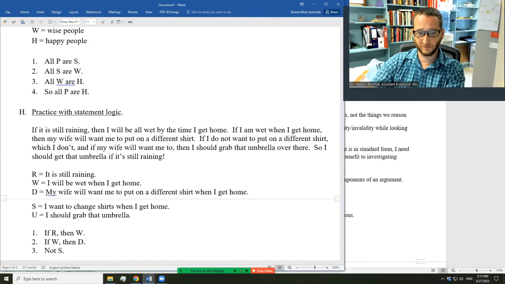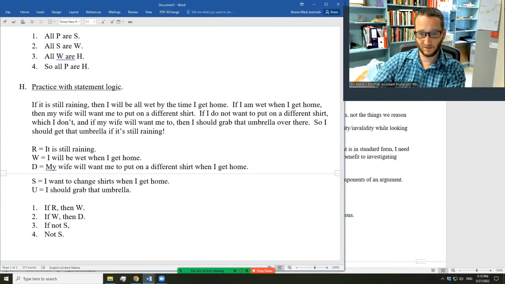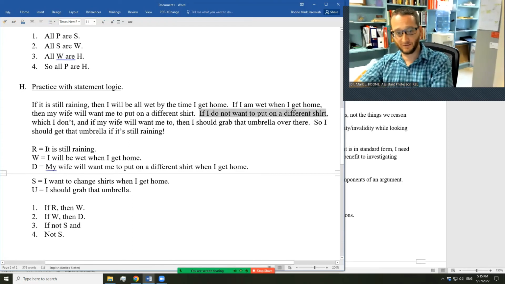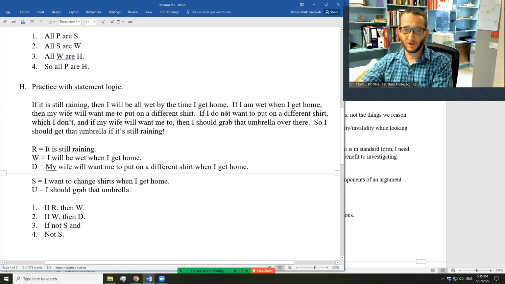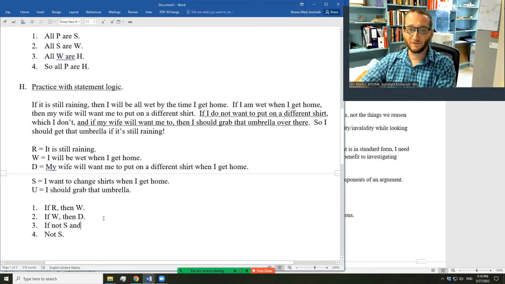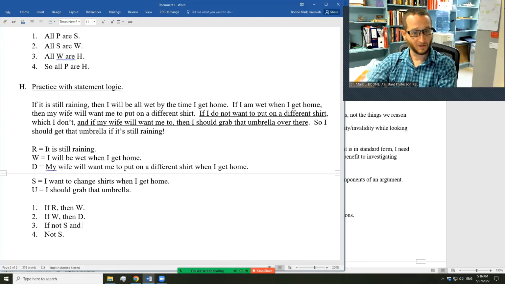If I do not want to put on a different shirt, and, okay, let's underline what I'm symbolizing here. I've already symbolized which I don't as not S. I do not want to change shirts when I get home. If I do not want to put on a different shirt, and if my wife will want me to, then I should grab that umbrella over there. Here's how we symbolize that using our scheme of abbreviation. If not S and D, then U. That's it.